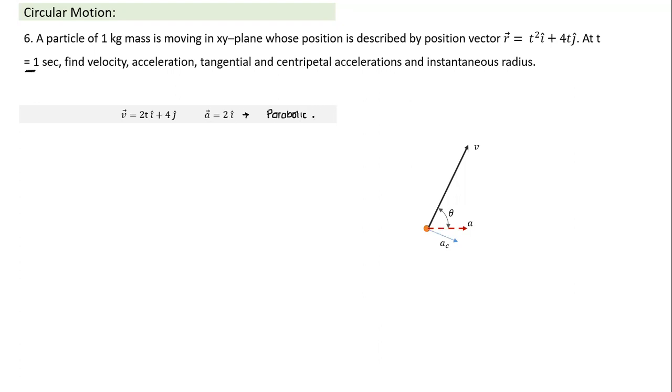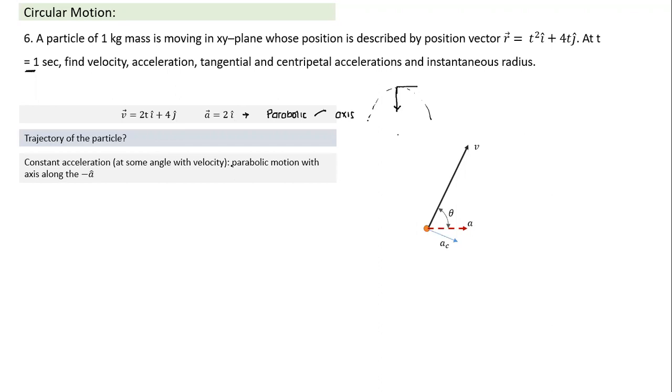So this particle also will have a parabolic trajectory, and every parabola has an axis. What will be the axis of the parabola? You remember with gravity, gravity acts downwards, and the path has a shape something like this. The axis of the parabola is along the direction of acceleration. So whenever acceleration is constant and not along velocity, the trajectory is always parabolic, with the axis along the direction of acceleration. Here the axis will lie along the x-axis.